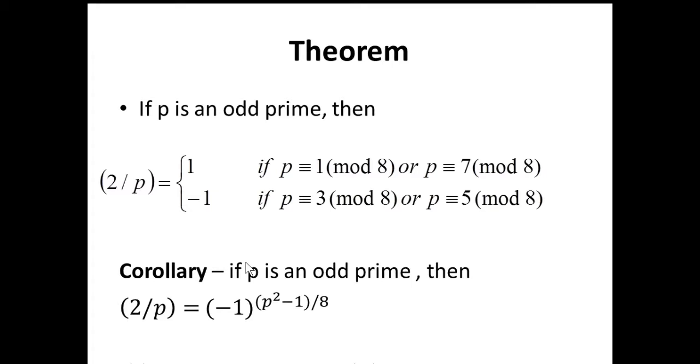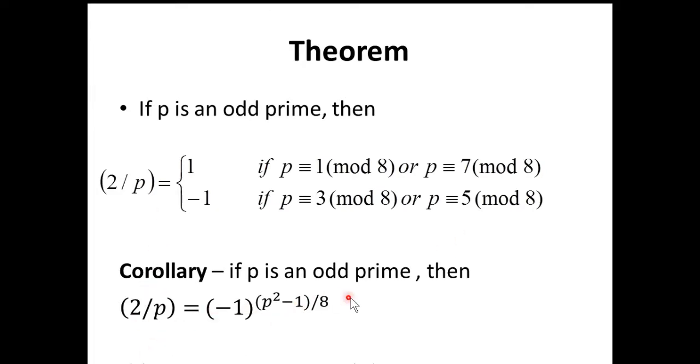Next, this is the result where we are finding the value of the Legendre symbol (2/p). If p is an odd prime, then this Legendre symbol has value 1 if p is congruent to 1 modulo 8 or p is congruent to 7 modulo 8, and it has value minus 1 if p is congruent to 3 mod 8 or p is congruent to 5 mod 8.